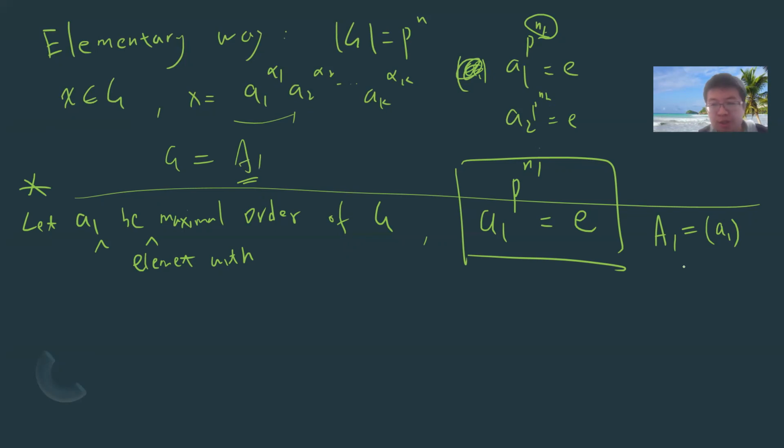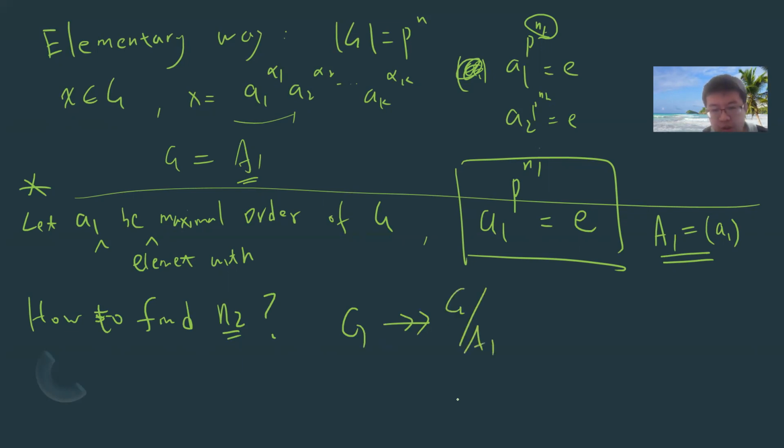Okay, but I'm not saying this is true, I'm just going by definition. So the problem is how to find n2. It's very simple: somebody gives you this, then what you should think of is the quotient. There's a canonical quotient map from G to G quotient A1, and this is also a p-group.